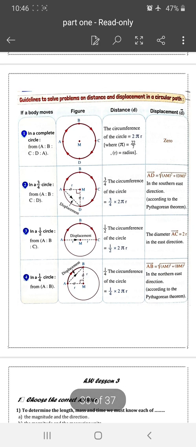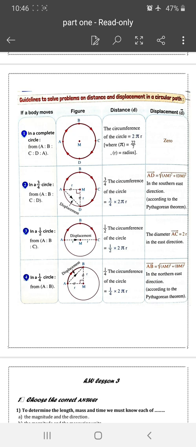This is a guideline to solve problems on distance and displacement. If we move a complete circle, the distance is 2πr and the displacement is 0. If the starting point is the same as the ending point, the displacement is 0.